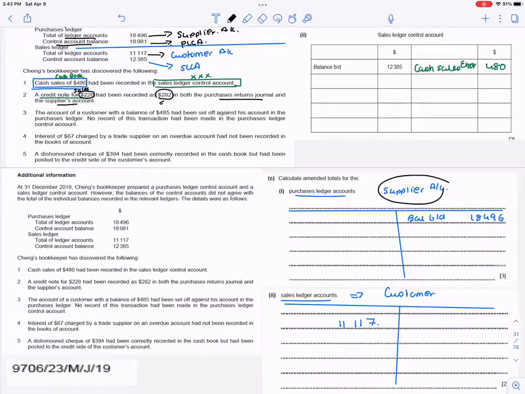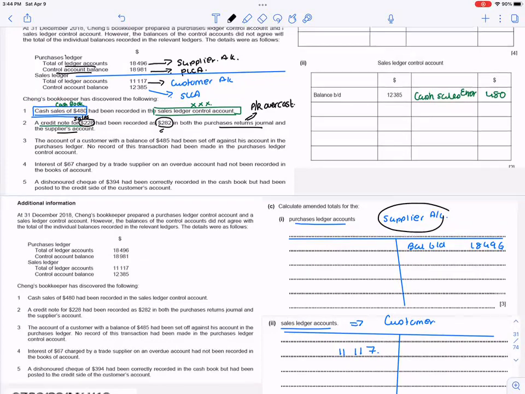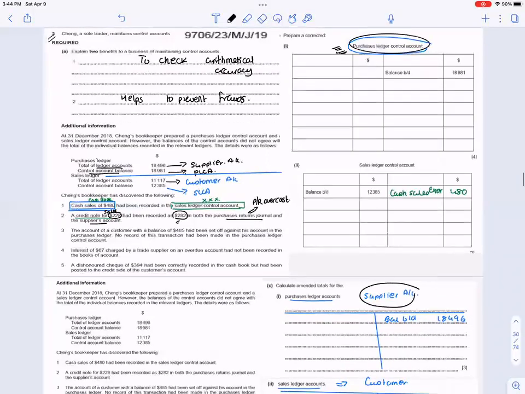How many of you all agree with me? Was the amount less or more than the original amount? You recorded more. That means, in other words, this is a purchase return overcast.